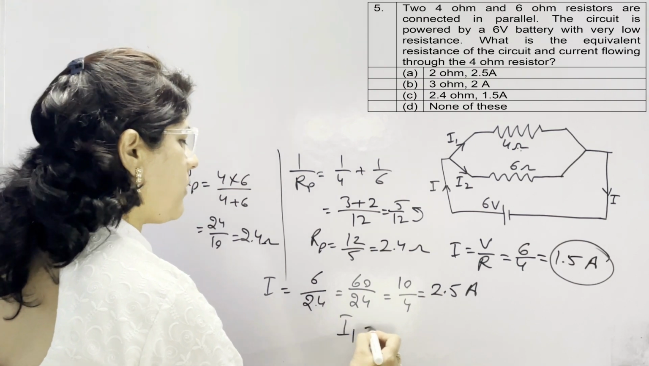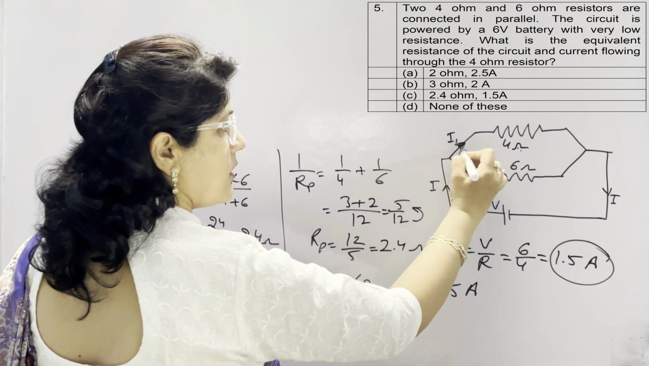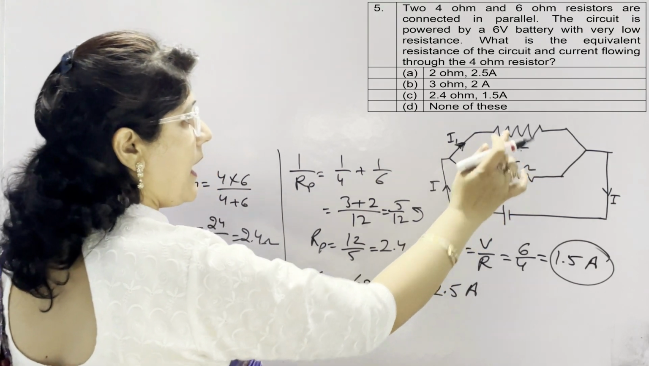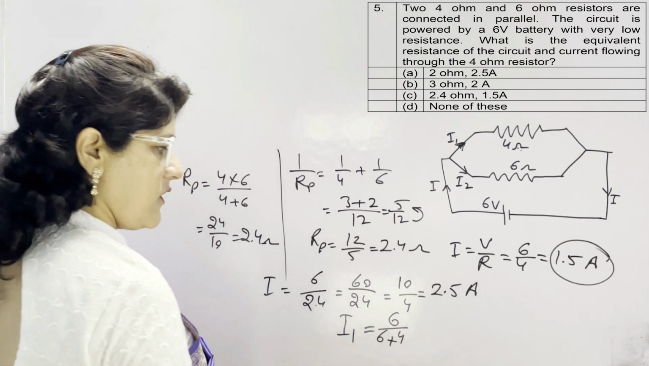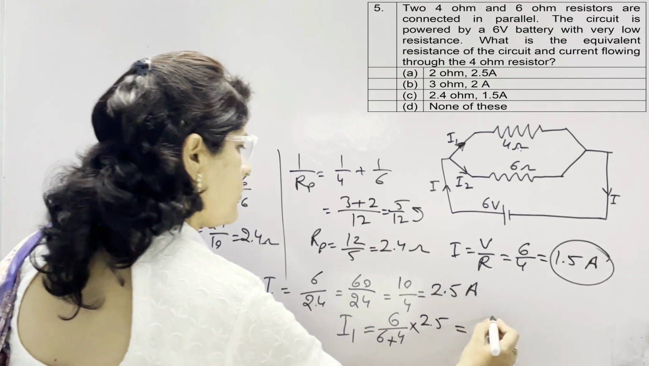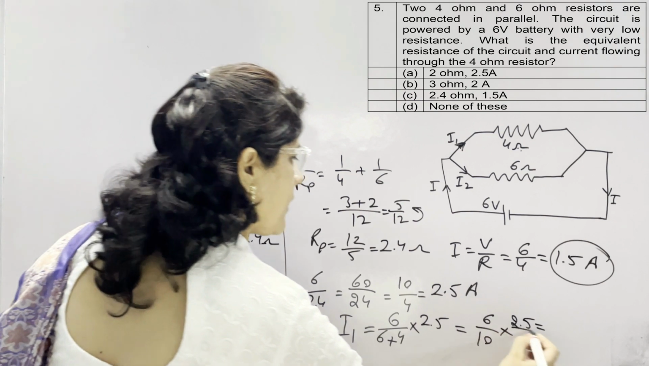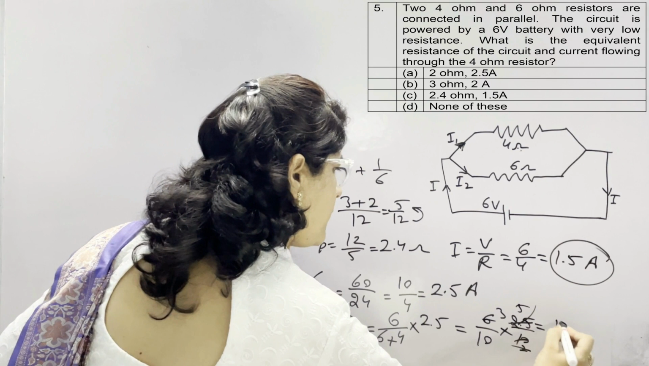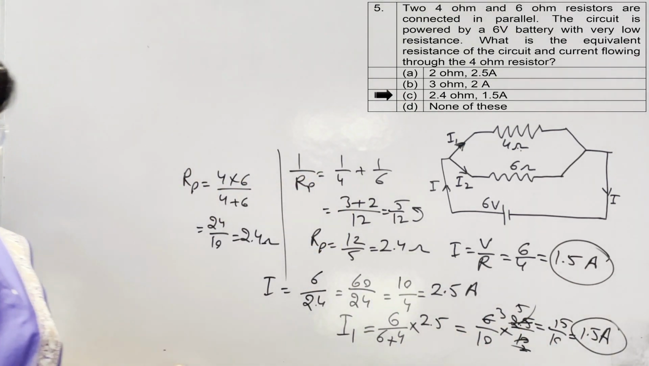Now, if we want to calculate I1, I1 is in this branch. We need to take the other resistance. Here we have to calculate in the 4 ohm, but we will take the other resistance, that is the 6 ohm, and divided by the sum of both, multiplied by the total current, 2.5 ampere. So 6 upon 10 into 2.5. Calculate this. 5, 5, 2, 3, 15 upon 10. It means 1.5 ampere. Again, we will get the same value.